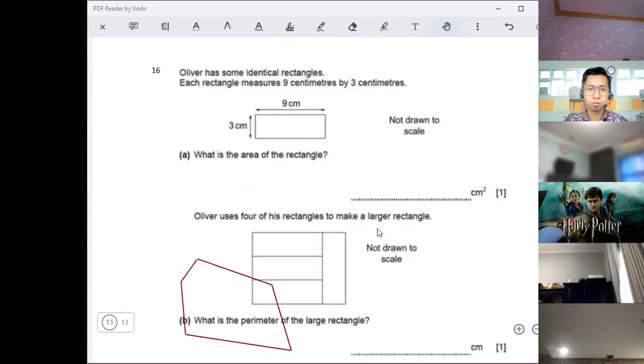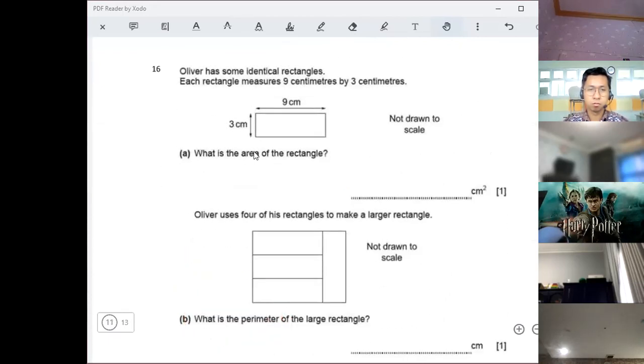Okay, for this one, class, what is the area of the rectangle? Very easy. Area is length times breadth. So, what is it? Haira? 24. Is it correct? 3 times 9. 27, yeah.